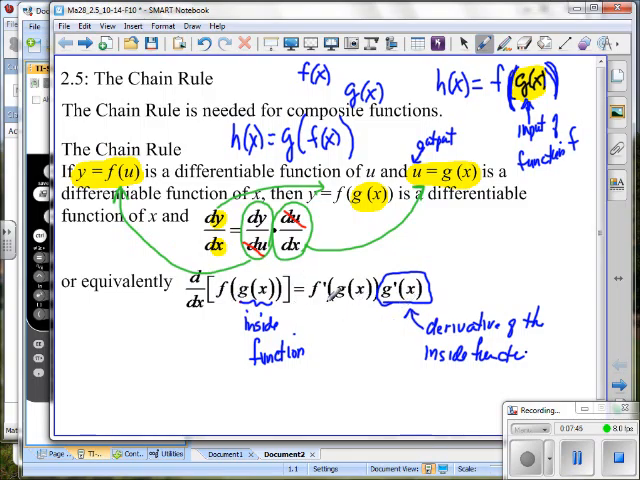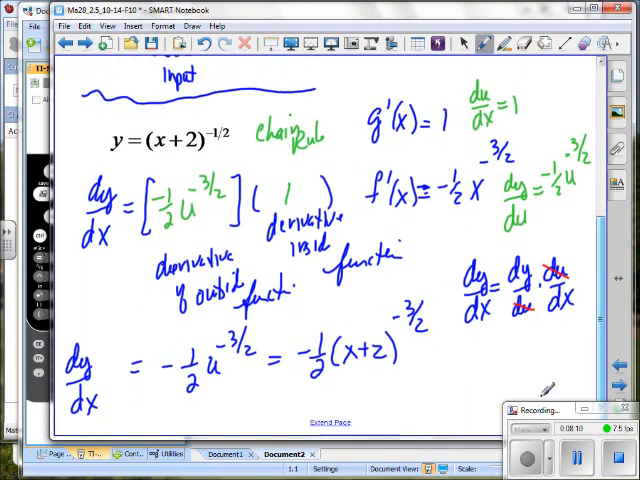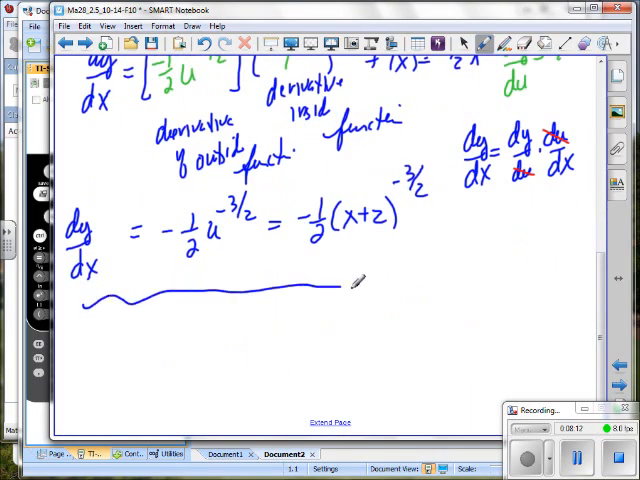Are we doing anything different? This represents the inside function. What does this represent? Inside function also, right? What does this represent? Derivative of the outside. What does this represent? Derivative of the outside. It's the same thing. The notation looks a little different, but it's always going to be the same thing. But here's what it's going to look like in our work. So I'll put another line down here. This is y equals x plus 2 to the negative 1/2 power.